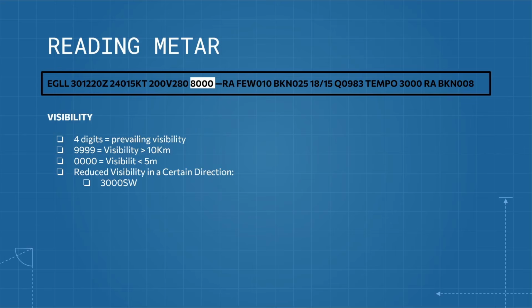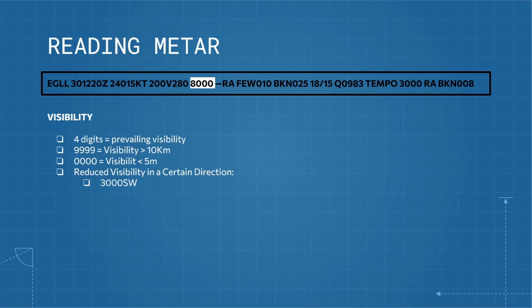This example here is SW, standing for southwest. So if this was included in our METAR, the full visibility indicated would be a prevailing visibility of 8,000 meters with reduced visibility of 3,000 meters to the southwest only.